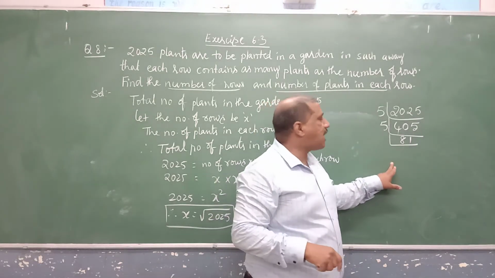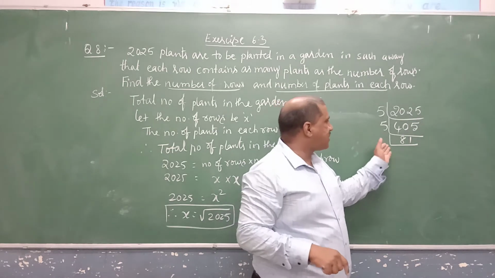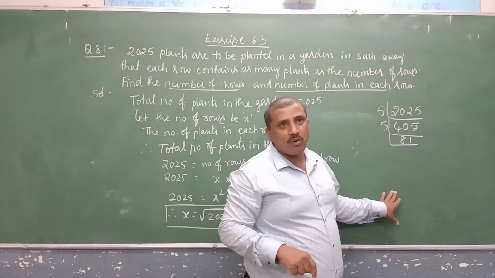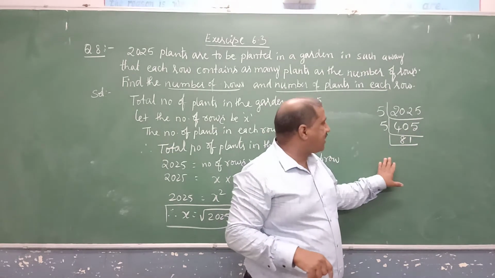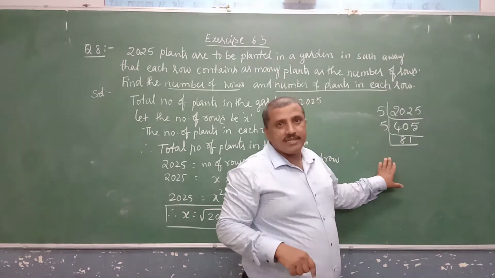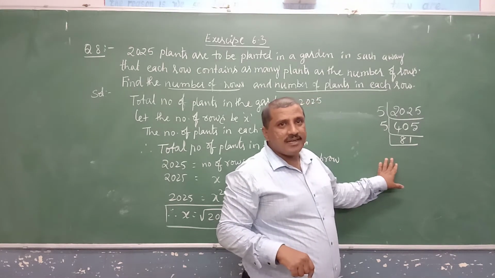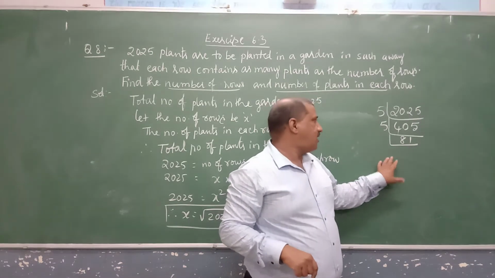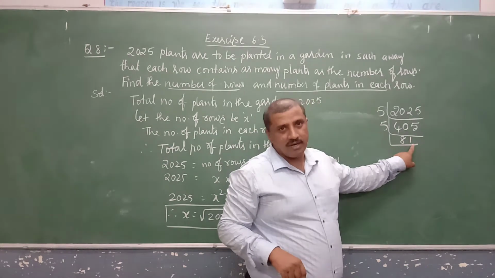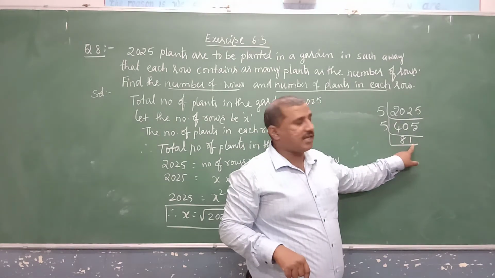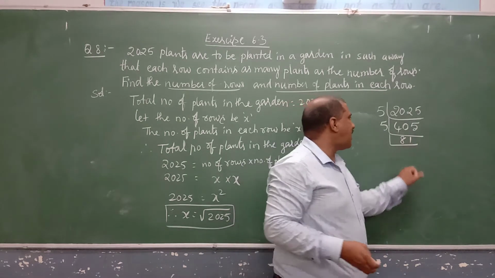Then what is the next prime number? 3. Check whether it is divisible by 3 or not. What is the divisibility rule for 3? If the sum of all the digits of a given number is 3 or a multiple of 3, then that number is divisible by 3. So add the digits. 8 plus 1 is 9. 9 is a multiple of 3, therefore it is divisible by 3.